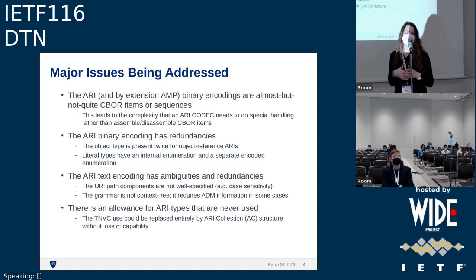There were redundancies in both the binary and text encodings of the ARI. For example, the object type was present twice in some of the object reference ARIs. The text encoding also had some ambiguities, specifically the URI path components were not well specified. And then there were also some ARI types that could either be eliminated because they're not being sent over the wire and we don't need the ability to encode them, or they could be replaced by another object type without the loss of any capability. There's an example in here. Next slide.